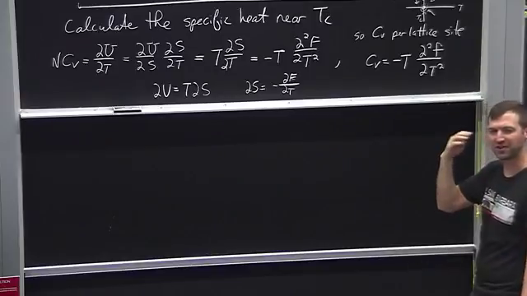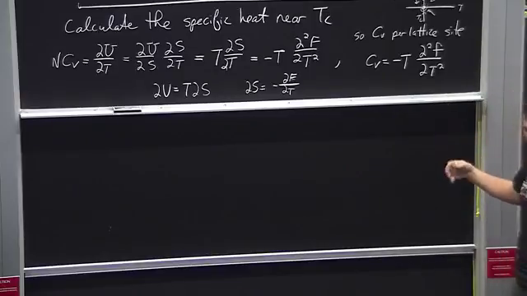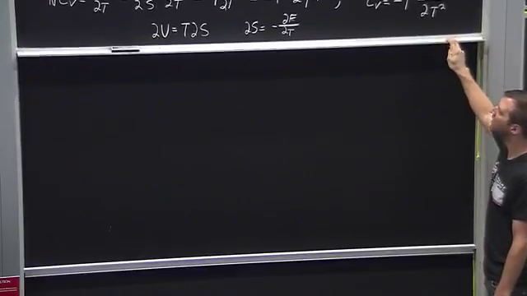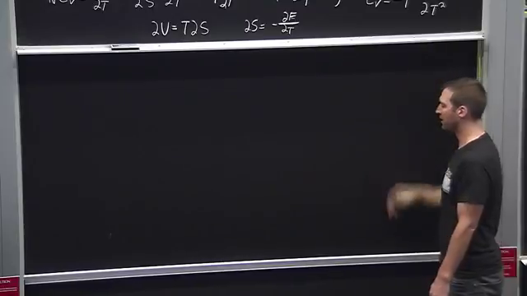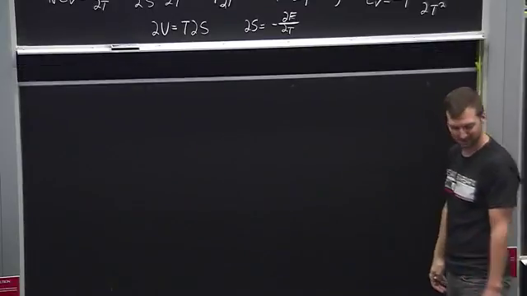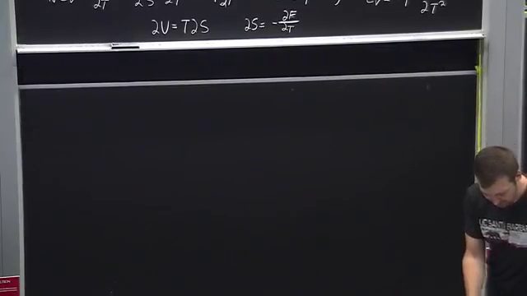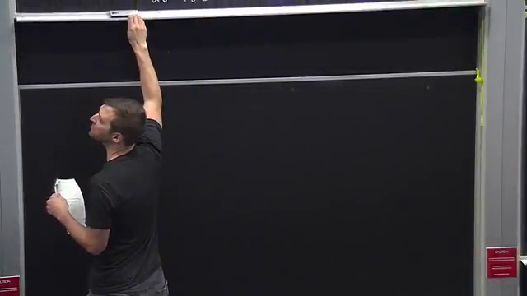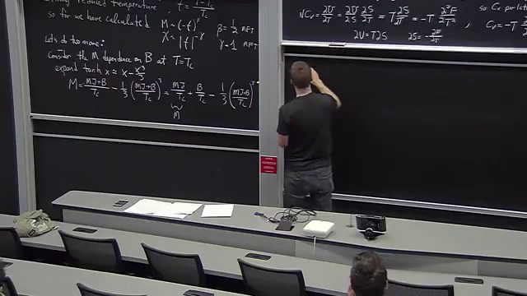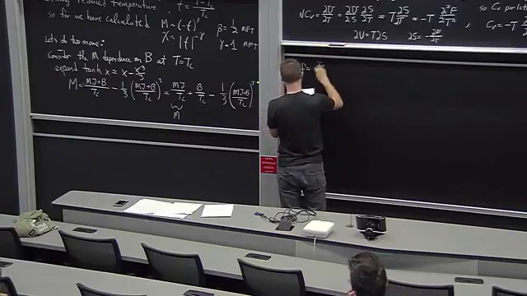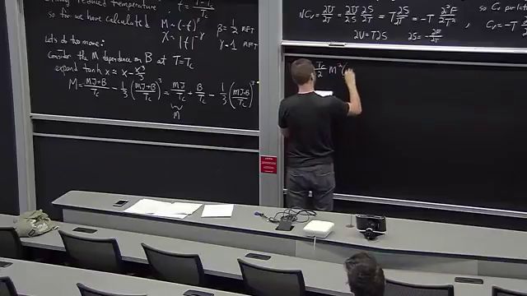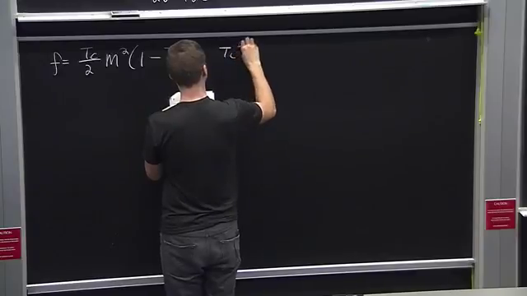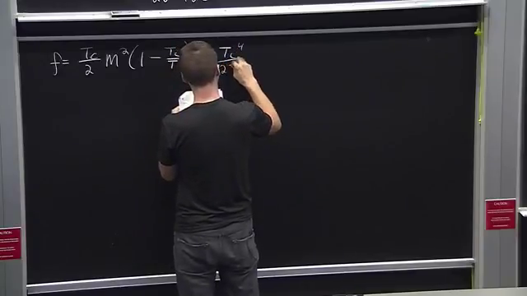Because I have a free energy expression in mean field theory, I just want to take derivatives to get the specific heat. Okay, brush up on your thermodynamics, or maybe I should brush up on my thermodynamics. So let's start from the free energy density. We're off the critical isotherm now.